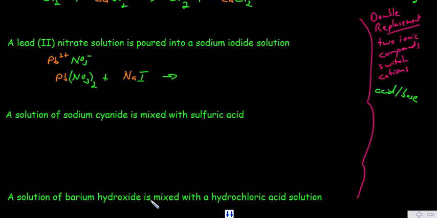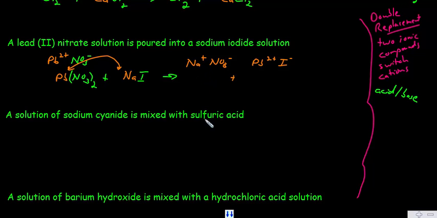You can see that the metals will switch with each other. Pb is going to switch with Na. So what do we get? Now sodium is going to be next to nitrate. And now lead is going to be next to iodide. Okay, please pay attention to the charges before you predict these products.